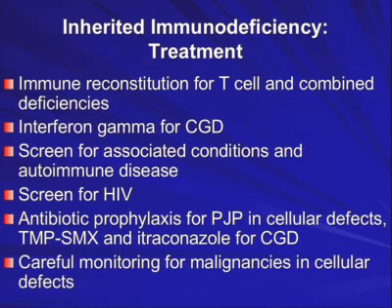For T-cell and combined deficiencies, we tend to give immune reconstitution, which involves bone marrow transplantation, and interferon gamma for CGD. We also screen for associated conditions and autoimmune disease, like screening for hypocalcemia in DiGeorge syndrome. Always remember to screen for HIV if we have cellular defects, and provide antibiotic prophylaxis for pneumocystis in the cellular immune defects, and for CGD with Bactrim and itraconazole. And again, carefully monitor for malignancies because these patients are at higher risk.